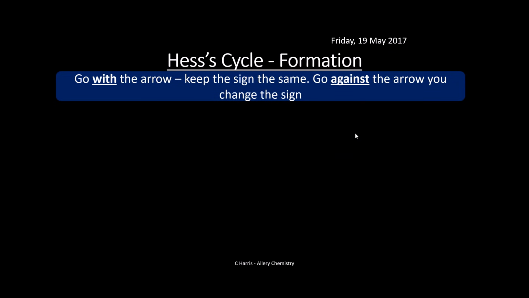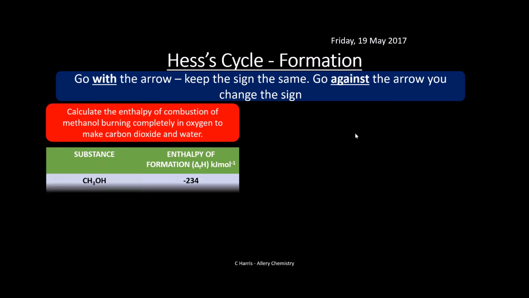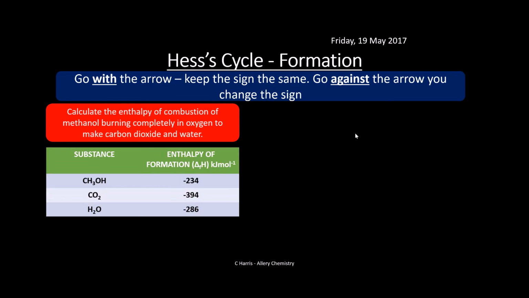Let's have a look at an example. When you look at this example, there's an important thing to remember, because this is how the cycles work. When you go with the arrow, we keep the sign the same. When we go against the arrow, we change the sign. You'll see that in a minute. So here's the example.